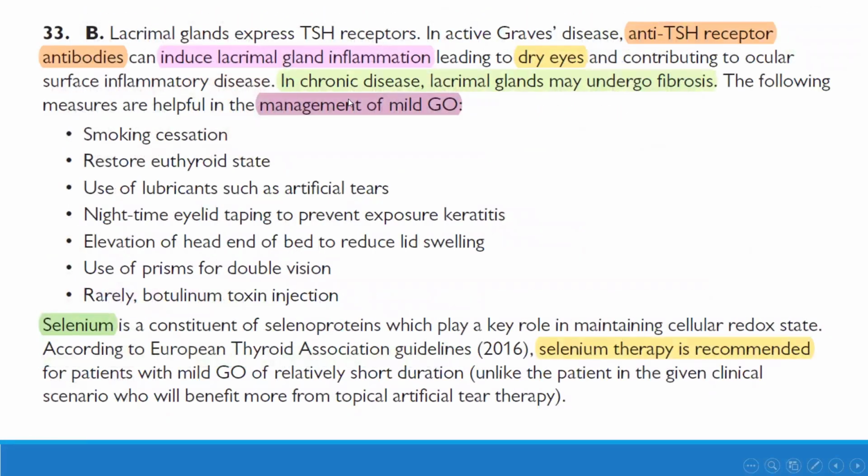This is from the Atoll. The lacrimal gland expresses TSH receptor antibody. In active Graves disease, an anti-TSH receptor antibody can induce lacrimal gland inflammation, leading to dry eye. In chronic disease, the lacrimal gland may undergo fibrosis. So the management of mild Graves' orbitopathy includes smoking cessation, restoring a euthyroid state, use of lubricants such as artificial tears, nighttime eyelid taping to prevent exposure keratitis, elevation of the head, use of prisms for double vision, and rarely botulinum toxin. Selenium can be used as a therapy for recent mild active Graves' orbitopathy for 6 months.